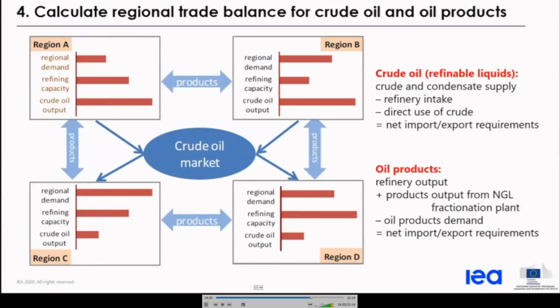The crude oil, or the refinable liquid side, looks at the crude and condensate supply. It takes this, subtracts off the refinery intake, subtracts off the direct use of crude, and that equals the net import and export requirements. Oil products, on the other hand, look at the refinery output. They include product output from NGL, or natural gas liquid fractionation plants, subtract the oil products demand, and this looks at net import and export requirements. And these are done on a regional basis to come up with an assessment of the overall global crude oil market and also the product markets.